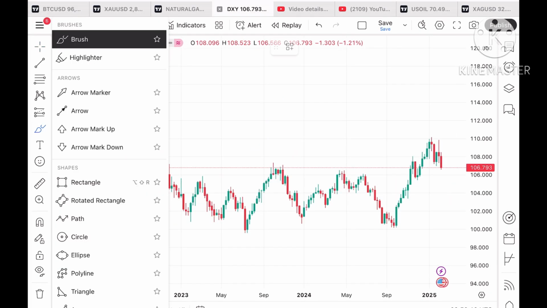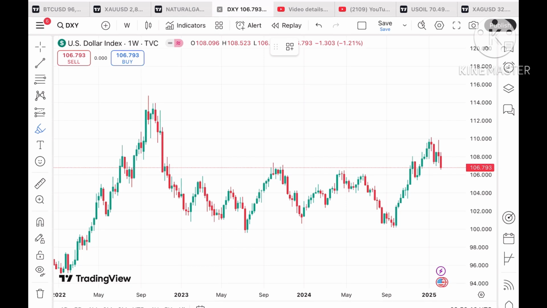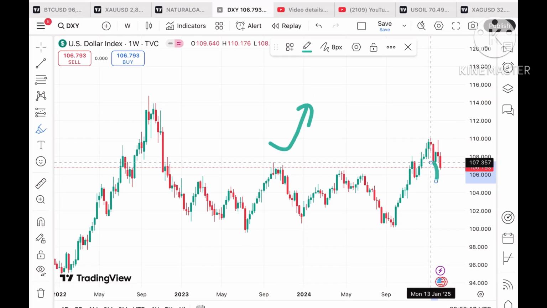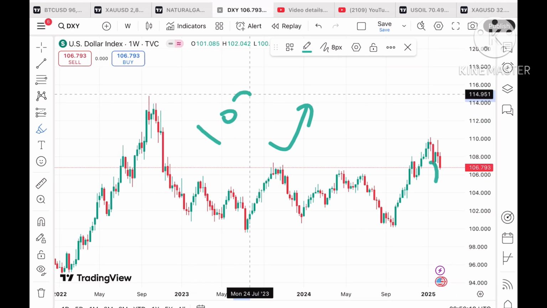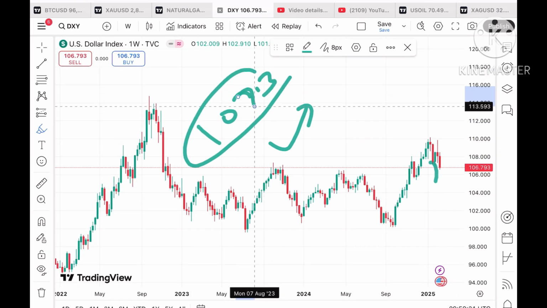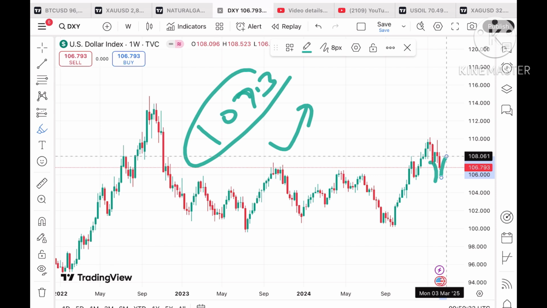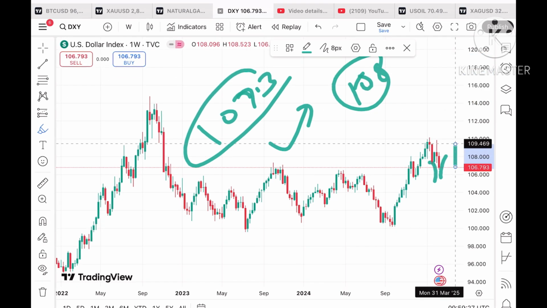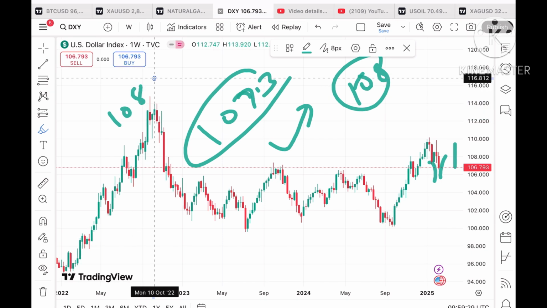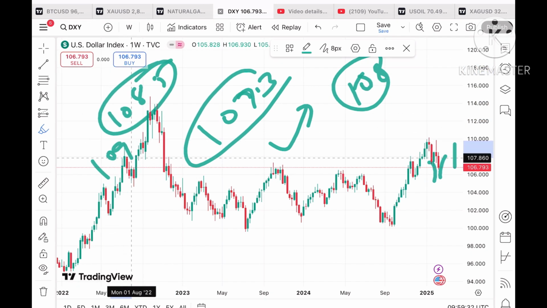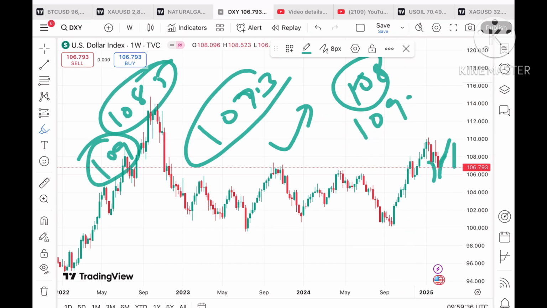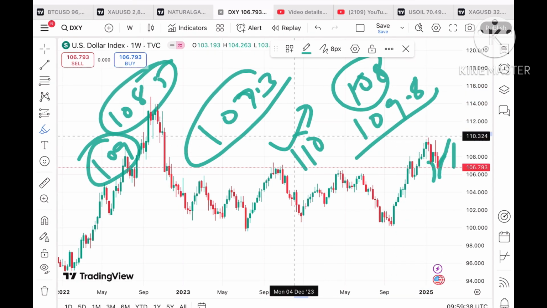$106.7. Suppose the price keeps moving and bounces back from this particular level, there is a chance that it can touch a level of $107.3. And if the price moves above that level, we can see it will touch a level of $108. Suppose the price sustains above that level, the probability of touching 108.5 will be there, then a level of 109, and once it starts going above this level, the probability of touching 109.8, then a level of $110.